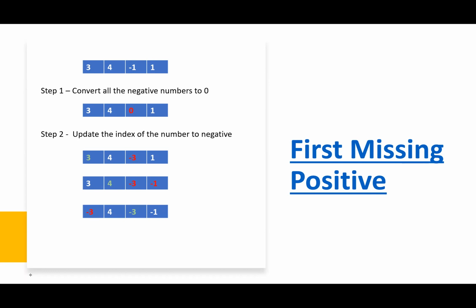And again, the element is -3. So -3 we don't need to change, because we are not changing anything. And the fourth element we found is -1.